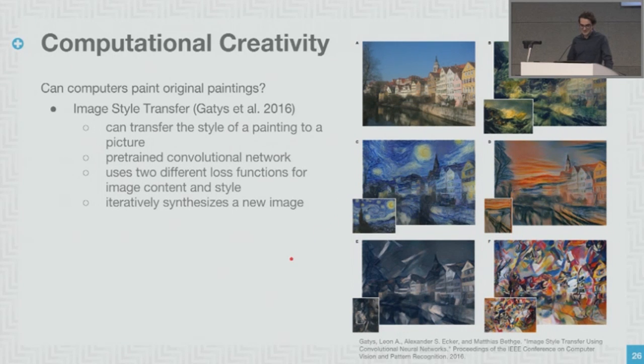And how it does this is it uses a pre-trained convolutional neural network, and then it uses two different types of loss functions. One of them is designed to capture the content, and the other one is designed to capture the style. And they start with a random noise image and then iteratively synthesize a new image that minimizes both of these types of loss simultaneously. So basically, it's not an image filter. It's not filtering the original image. It's painting it from scratch.